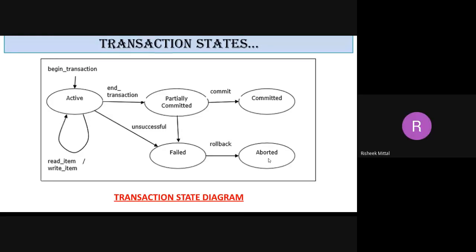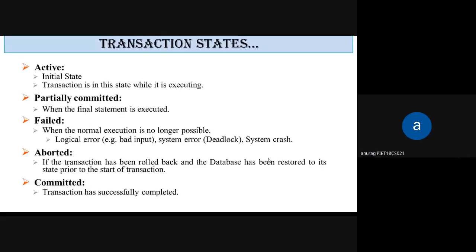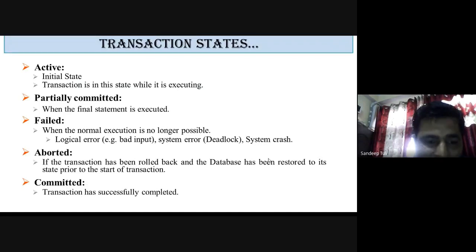Now, in the next slide, I am trying to explain whatever I said in a few words, so you can read it out fast. Active means the initial state; the transaction is in this state while it is being executed. So whenever the transaction is executing, it is in the active state.